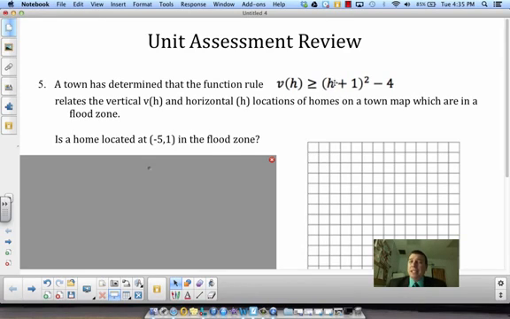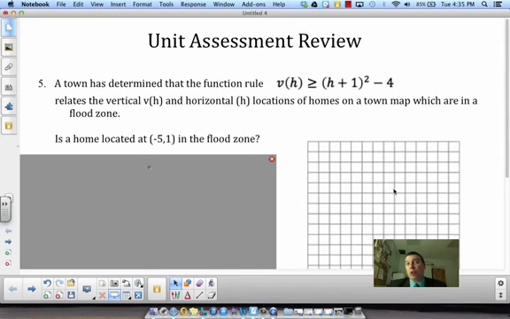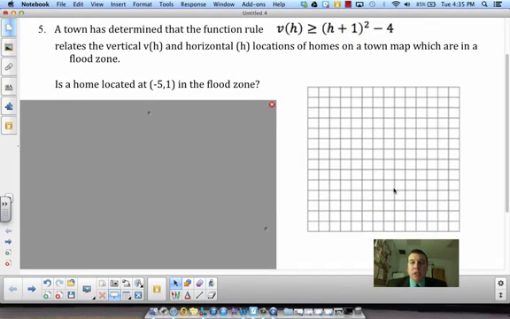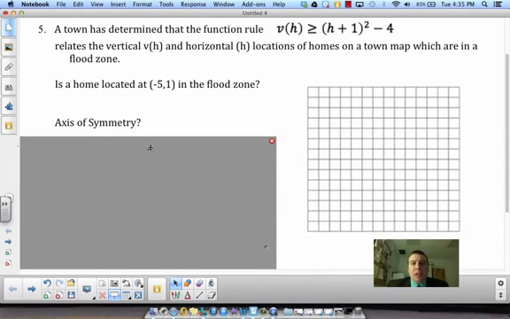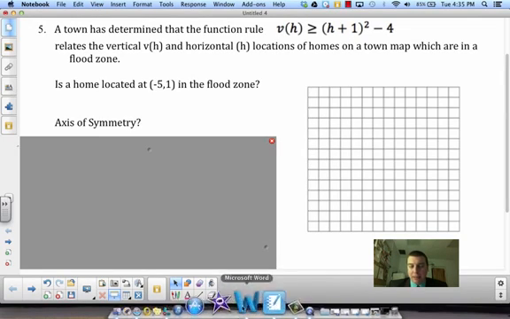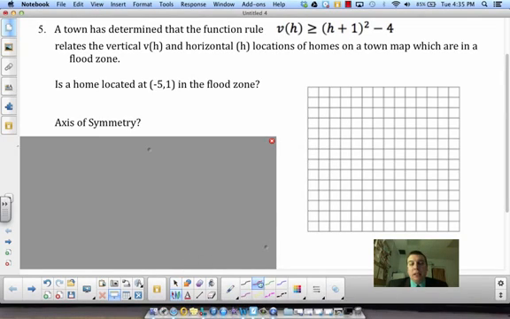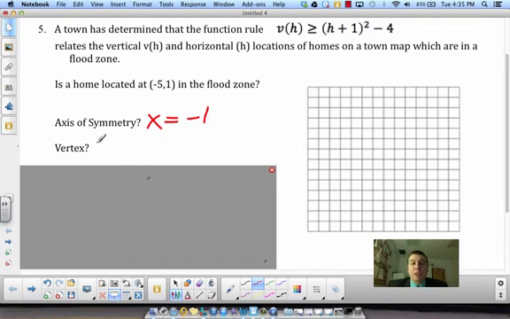But that would defeat the whole purpose of dealing with functions and drawing them. So I'm going to draw it out with you. What do we have to figure out? We have to determine where the axis of symmetry is. Looking here, my axis of symmetry is going to be at x equals -1. And then where would my vertex be? Well, we know it's -1 for here, and then over here, -4.